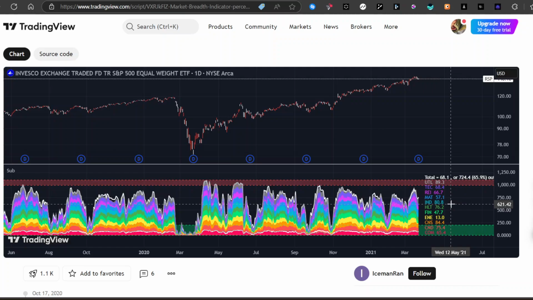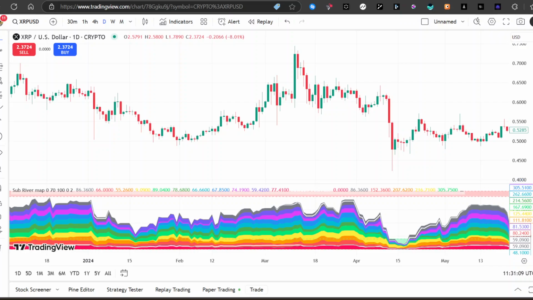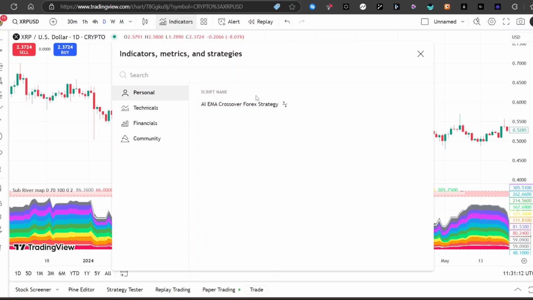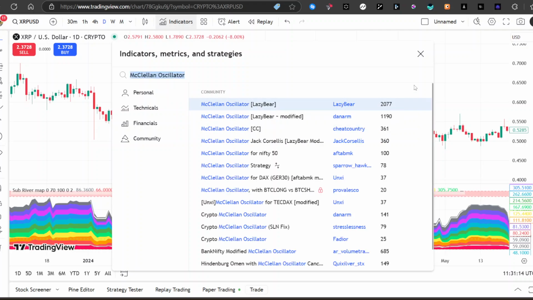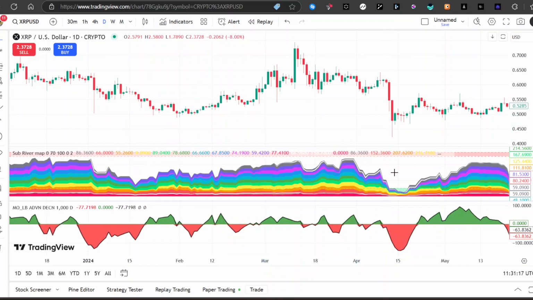Then we have the McClellan oscillator. It's a momentum-based version of the advance-decline line to spot overbought and oversold conditions. Each of these indicators gives a slightly different view of market strength, but they all help traders confirm trends and avoid false signals. Now that you know what a market breadth indicator is, let's talk about how to use it in your trading strategy.